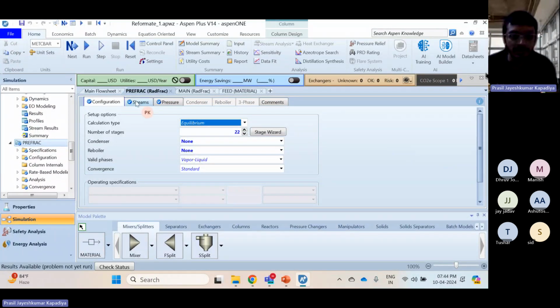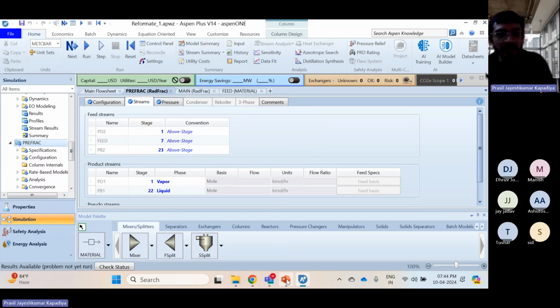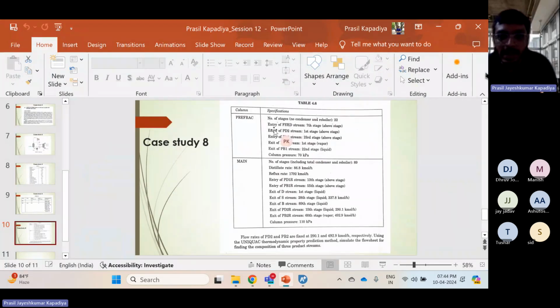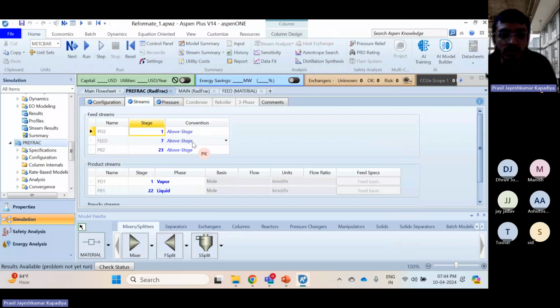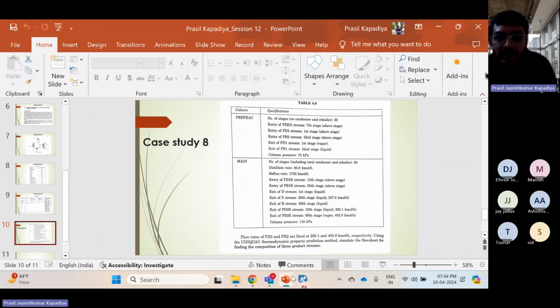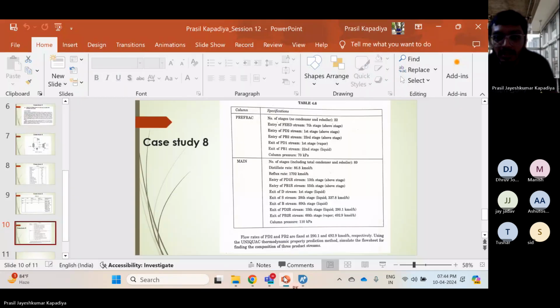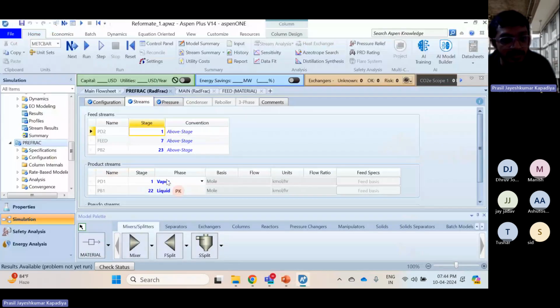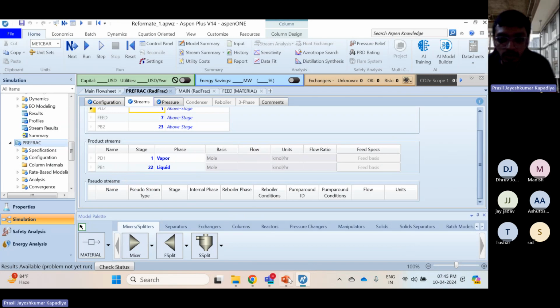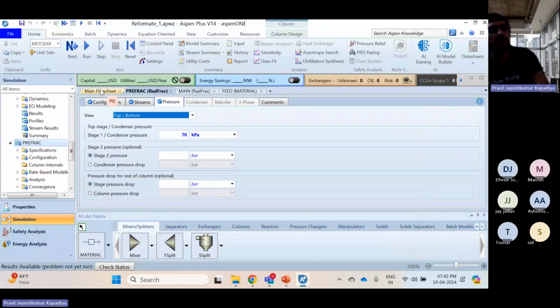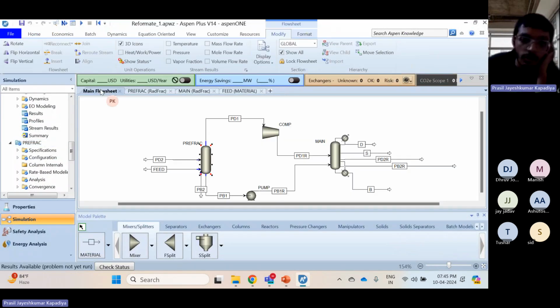Now we will go to the streams part. For streams, we will just do the way it is told. Entry of the feed stream: seventh stage above. So feed is on the seventh stage, above-stage. Then PD2 is on the first stage above and PB2 is on the 23rd stage above. And exit PD1 is the first stage, that is vapor. This is by default; we are not adding it, just checking. And PB1 is the 22nd stage and liquid. And column pressure is given to us as 70 kilopascal. So this is what we just added for the prefrac column.